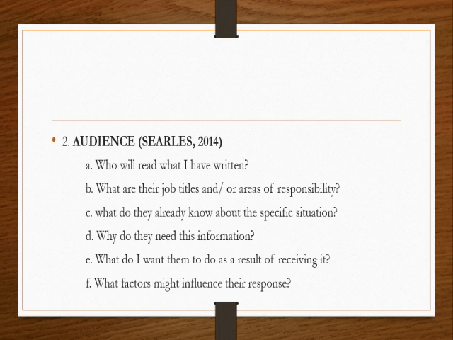Two, audience. A. Who will read what I have written? B. What are their job titles and or areas of responsibility? C. What do they already know about the specific situation? D. Why do they need this information? E. What do I want them to do as a result of receiving it? And F. What factors might influence their response?